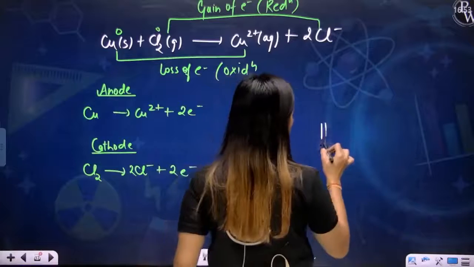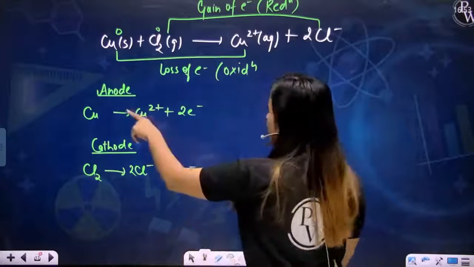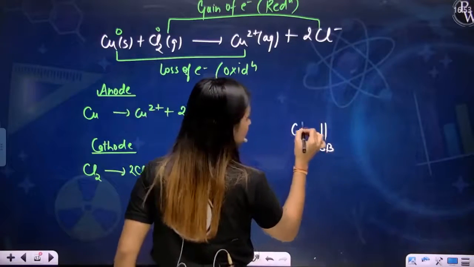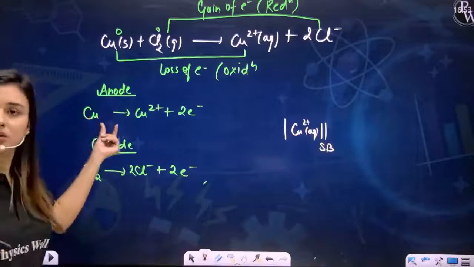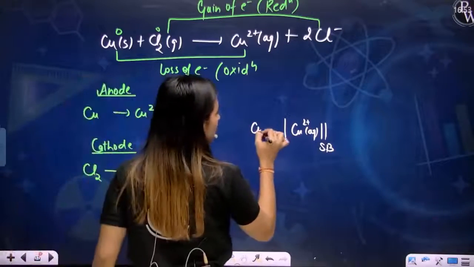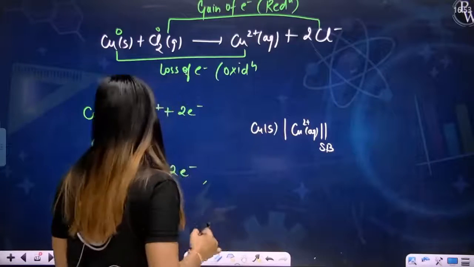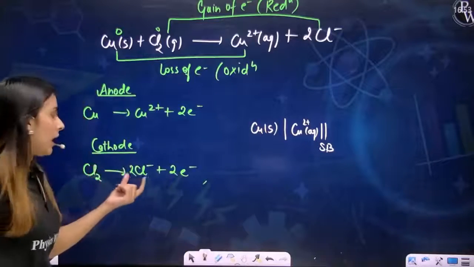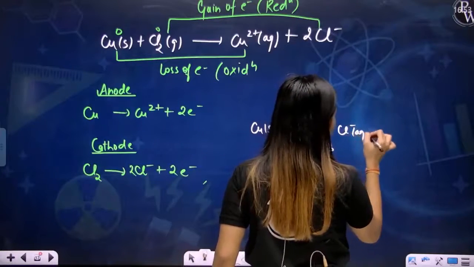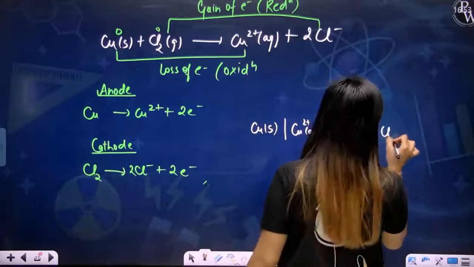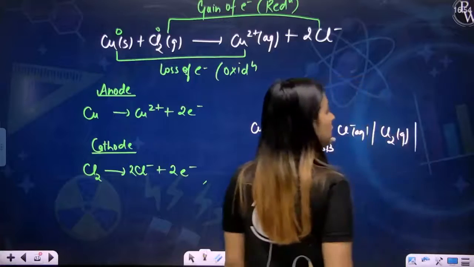I'll add a salt bridge here. Anodic reaction: copper solid, then copper 2 plus aqueous. So here copper solid. On the cathode, the ion is Cl minus aqueous. Then you have Cl2 gas. But now you need to write an electrode.